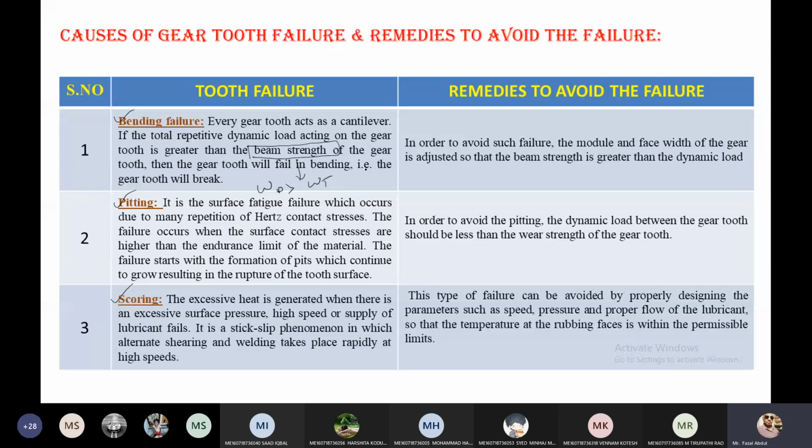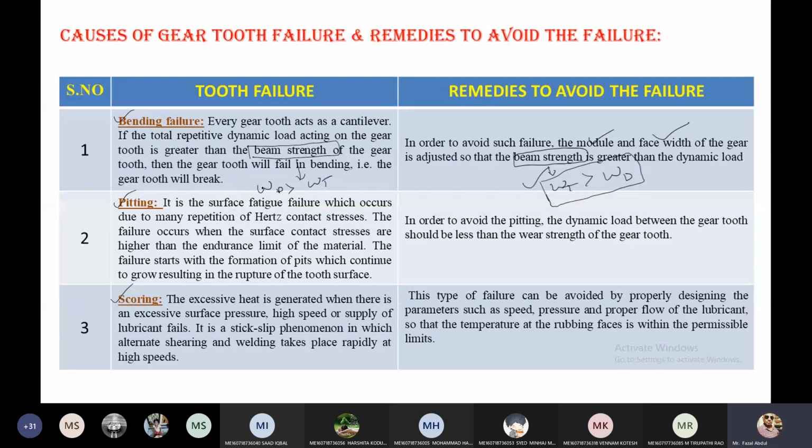In order to overcome such failure, the module and the face width of the gear are adjusted so that the beam strength, WT, is greater than WD. Remember these points, Babu. If the gear should not fail, we have to maintain WT greater than WD. WT is the beam strength, the tangential load acting on the teeth, and WD is the dynamic load acting on the teeth. If we maintain this situation, we can easily overcome the bending failure.